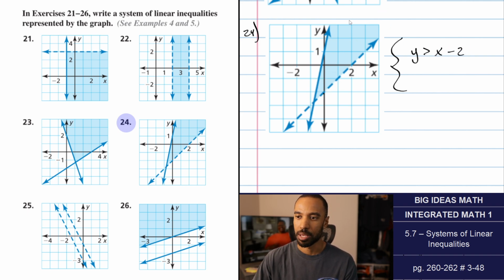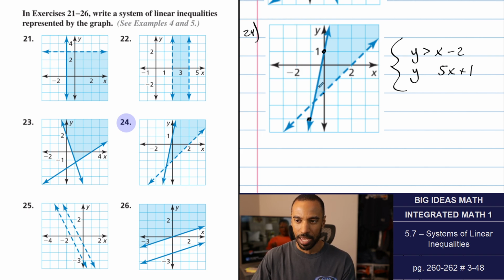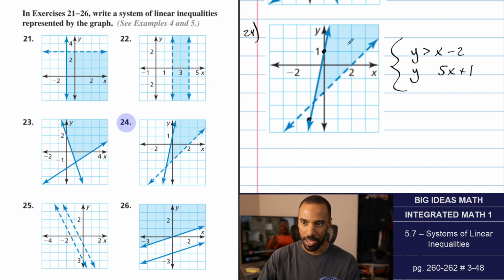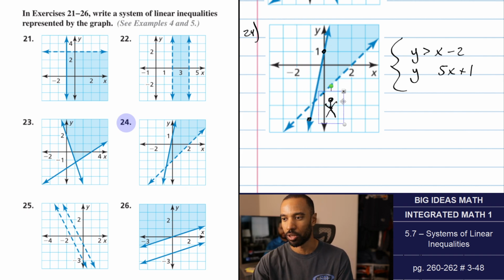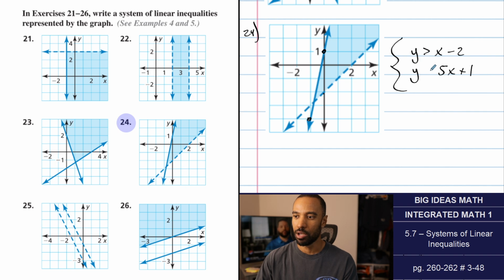And the next one has a y-intercept of 1. I can't see my rise, so I'm going to go down 5 and left 1. That also means we go up 5 and right 1. It's still a slope of 5. So slope of 5, y-intercept of 1, it's equal to and also below. Below the line. So y is less than or equal to 5x plus 1.